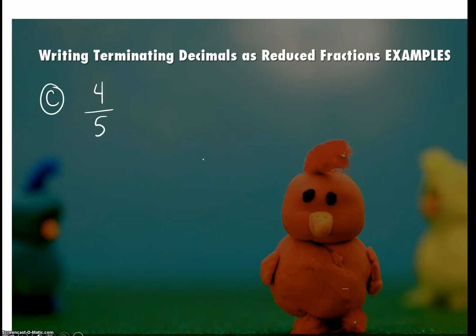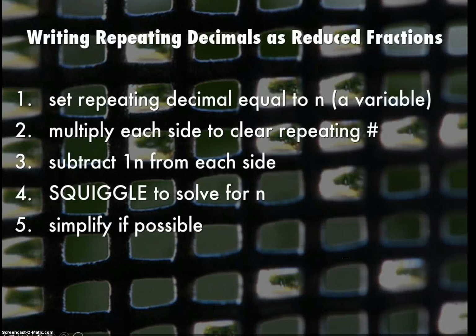Another easier example, 4/5, you can convert this to tenths by multiplying it by 2, and you get 8/10ths. So you could write it as 0 and 8/10ths. Or if you just did 4 divided by 5 in your calculator, you'd also get 8/10ths.